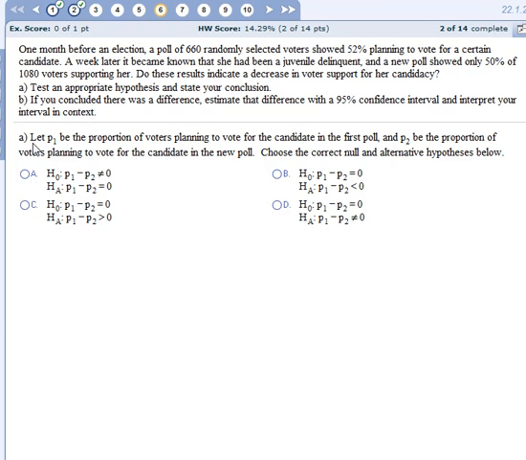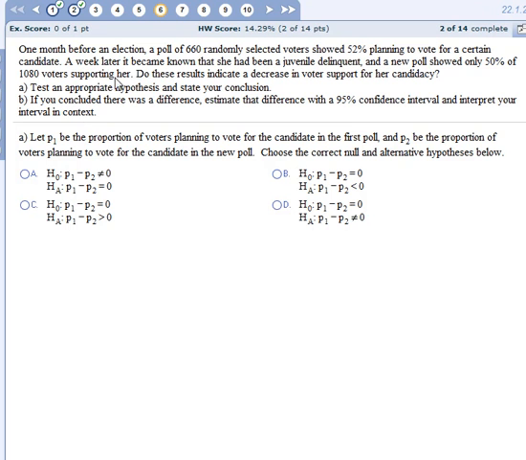Okay. So P1 is a proportion of voters planning to vote in the first poll, and P2 is planning to vote in the second poll. Now, your null hypothesis when you're comparing two proportions is always that it's equal to 0, that there's no difference. So that leaves out A right away.